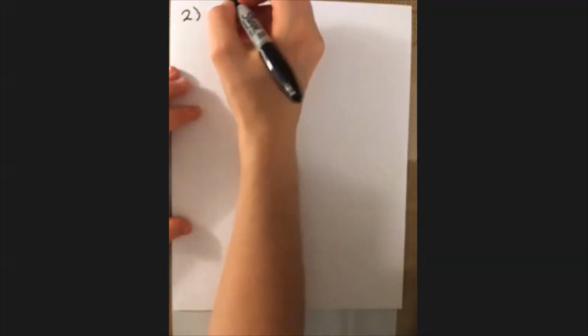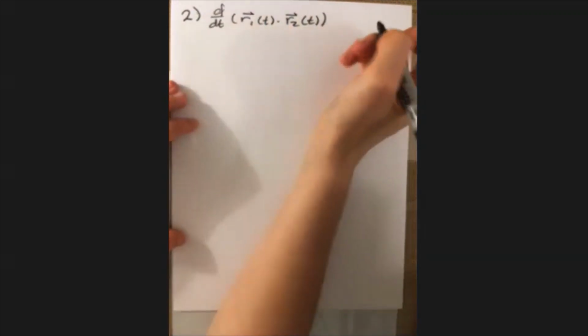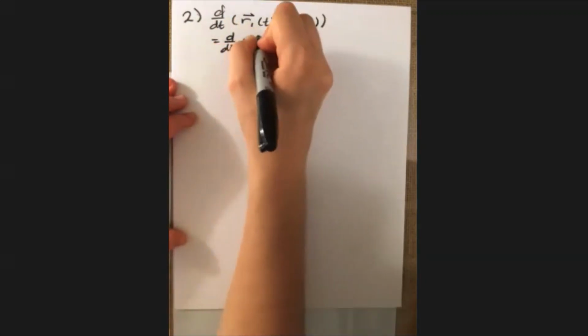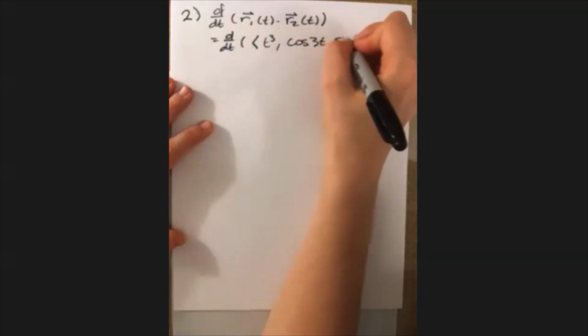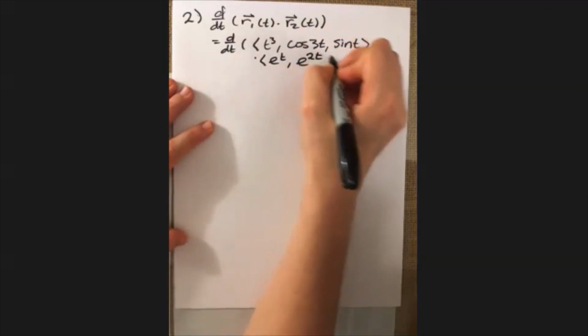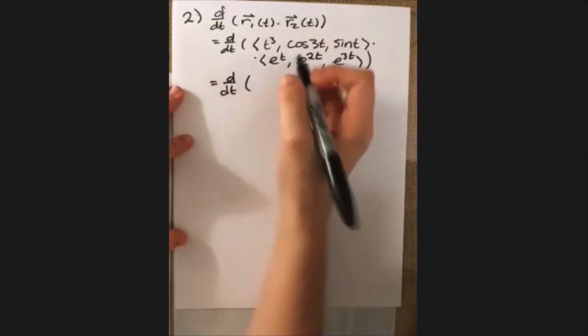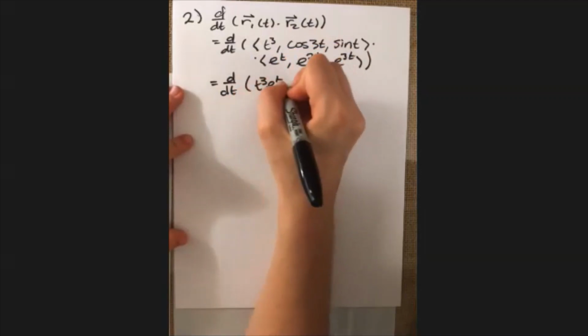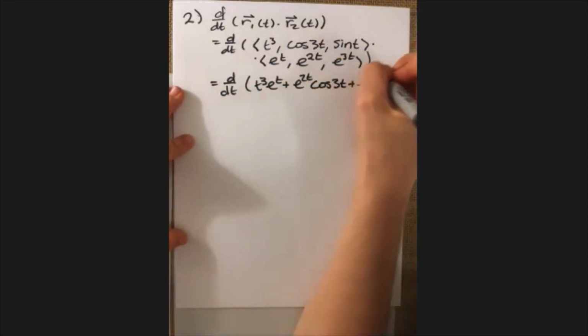So to do it the other way, we can apply that product first, and rewrite this as d dt of t cubed, cosine 3t, sine of t, dotted with e to the t, e to the 2t, e to the 3t, like so. Taking this dot product, we're going to get d dt of t cubed e to the t plus e to the 2t cosine of 3t plus e to the 3t sine of t.